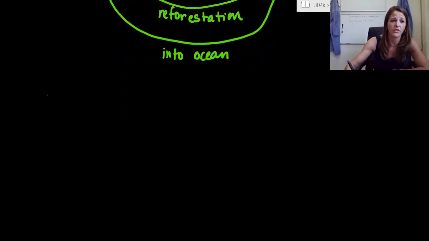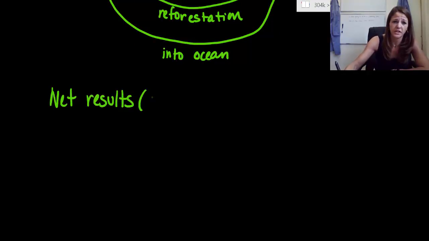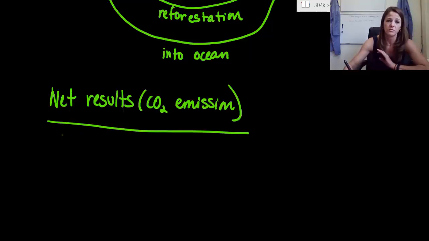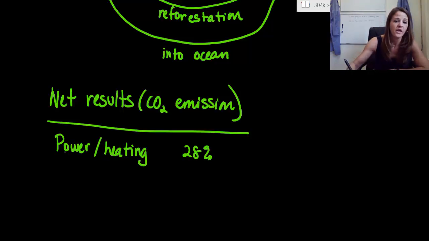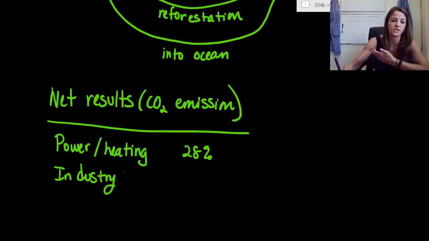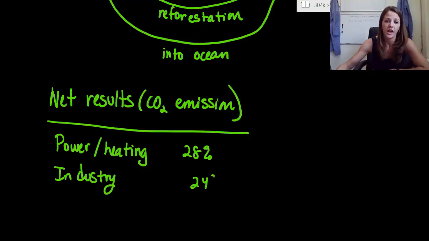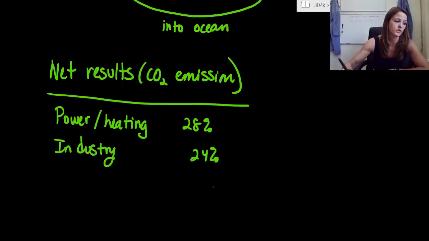So let's talk about the net results of all of this. I'm doing this specifically in terms of CO2 emissions because that's our greenhouse gas. That's what we care about. If we do the full breakdown here in terms of the carbon dioxide emissions, the most of it comes from our power plants and the way we essentially get heating. That's 28%. Okay. Then we also have just industry. All these big industrial plants are constantly putting carbon dioxide into our atmosphere, and they are at fault for 24%.